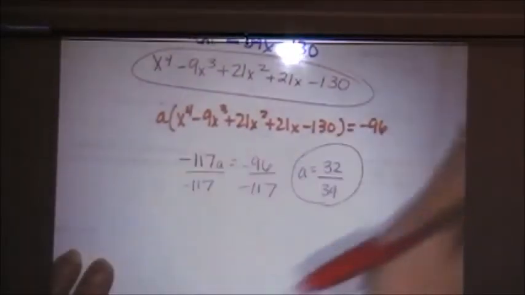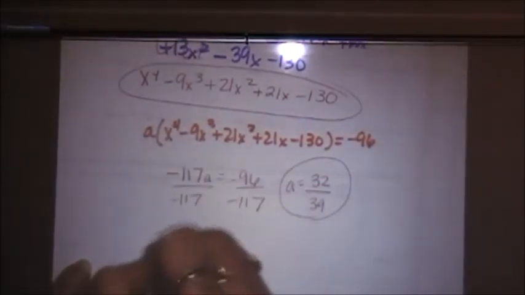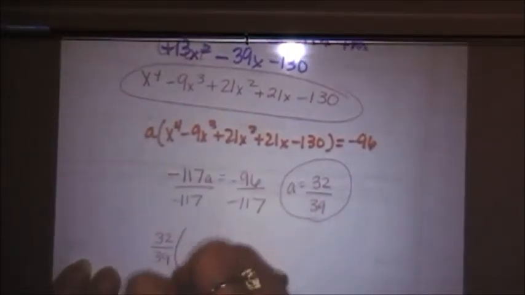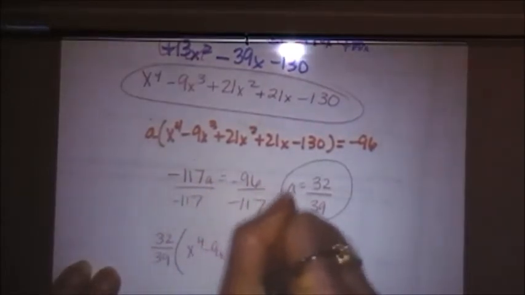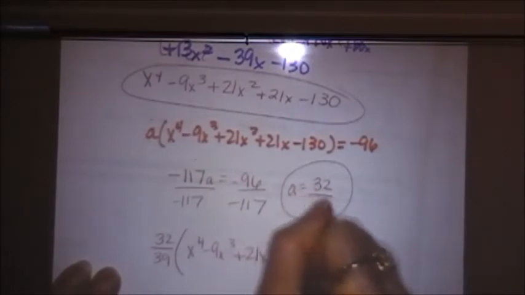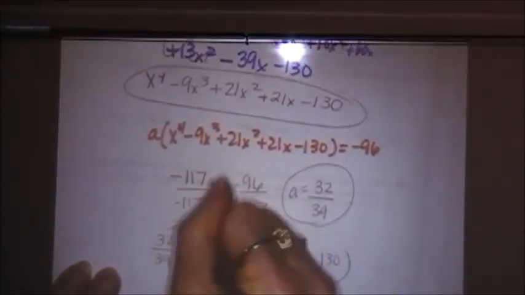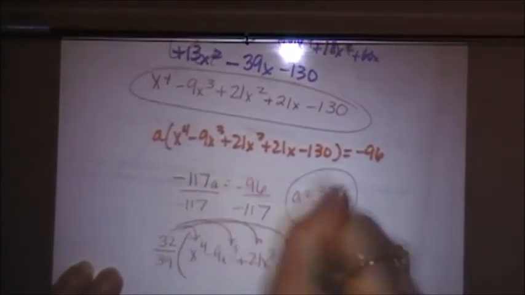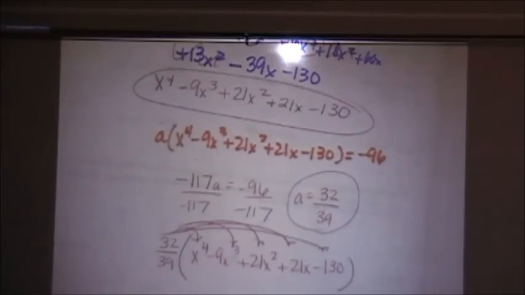Now that has got to be put back in for this A value and distributed through. So I do 32/39, and you multiply it through. It's going to be on all the coefficients and whole numbers, so you would multiply it through. Now occasionally the A value does end up a fraction, usually not quite that bad, which lets me think I probably made a mistake. But that's basically how you do it. Try not to make a mistake.